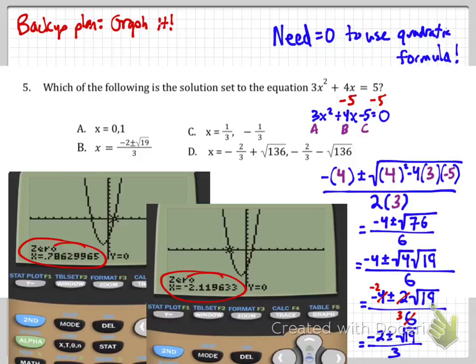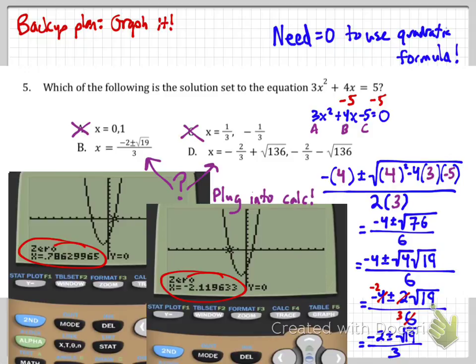So if you're going to use the graph it method, what you have to be able to do is, well, you can look and see it's not going to be A or C. It might be B or it might be D, and I can't look at those and just tell. So what you're going to have to do is plug those into the calculator.